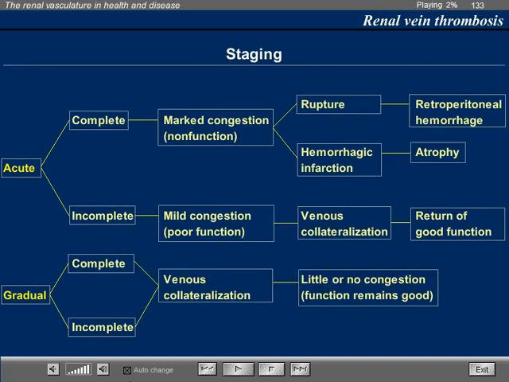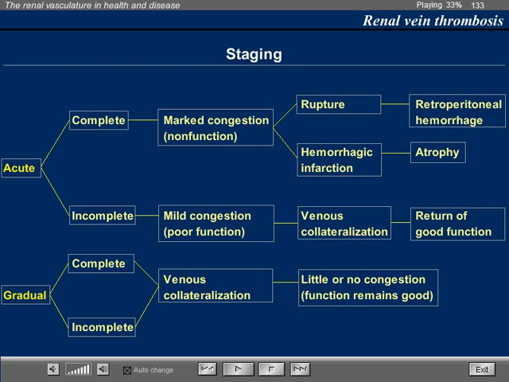The morphological staging of renal vein thrombosis, correlating rate and type of occlusion with development of collateral venous drainage and renal response, is as follows. The renal vein thrombosis can be acute or chronic. When we say chronic, we mean gradual. The acute form is complete or incomplete. And if there is an acute complete obstruction, we have to expect edema of the kidney, that is a marked congestion. And the marked congestion is manifested by a lack of function, be that adult or a child.